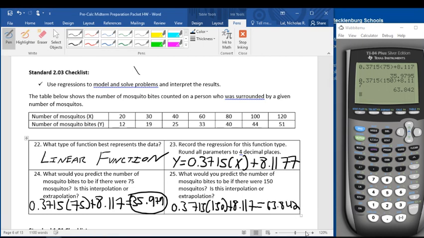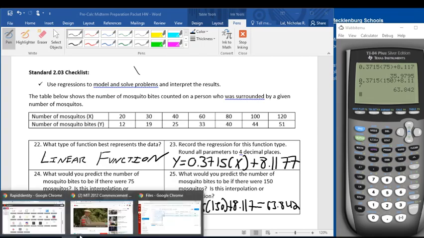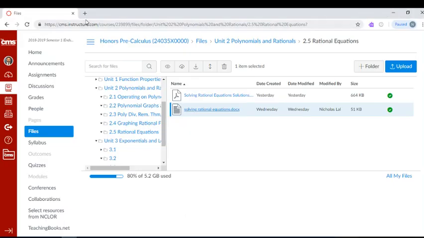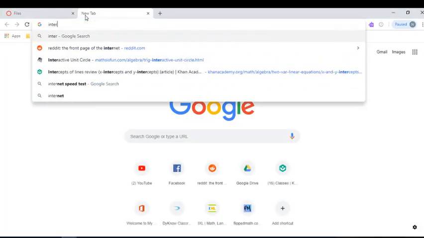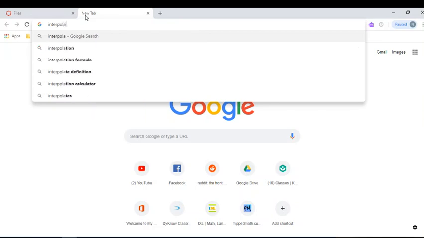Here's where I want to do the definitions. Let's say you had this question for homework, and you didn't know what interpolation and extrapolation would be. How would you find the right answer to the question? Well, guess what, guys? You can Google things. You can Google interpolation versus extrapolation.